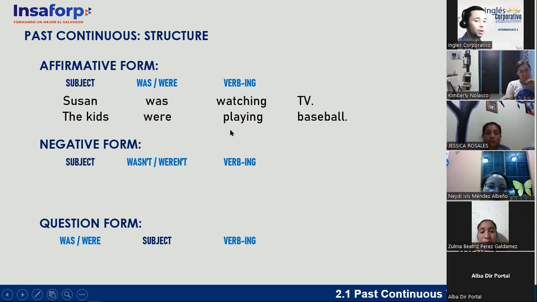That's the idea. But what about the negative form? The negative form is the subject plus wasn't or weren't. Okay, you have to be very careful. In past continuous, you don't use the auxiliary did. Never. You have to use the negative of the verb be, which is wasn't and weren't, and then the verb in ing.